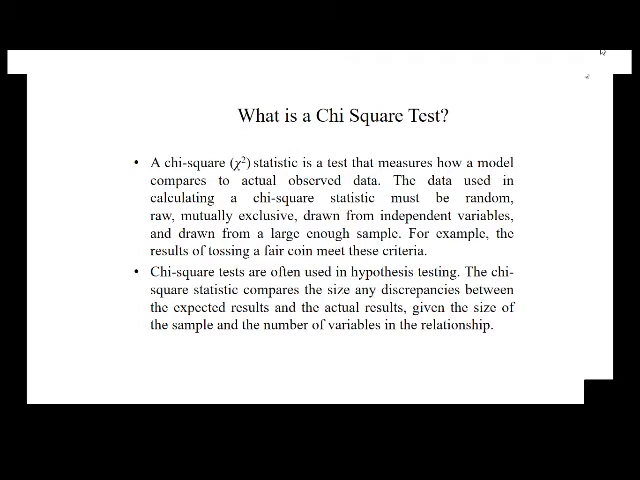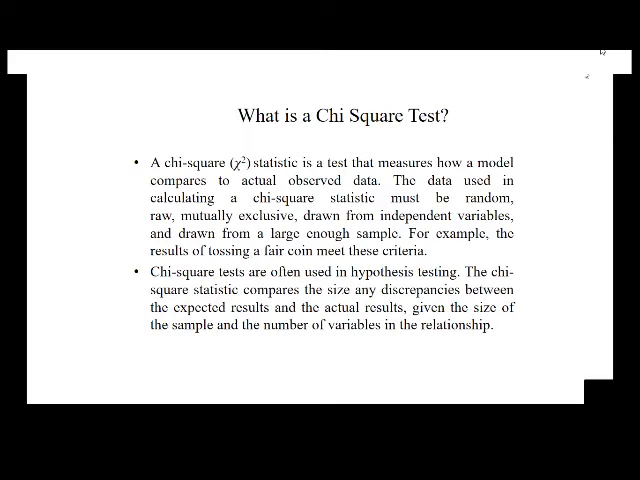Then what is chi-square test? Chi-square test is a statistical test that measures how a model compares to actual observed data. The data used in calculating a chi-square statistic must be random, raw, mutually exclusive, drawn from independent variables, and drawn from a large enough sample. For example, the result of tossing a fair coin meets these criteria.